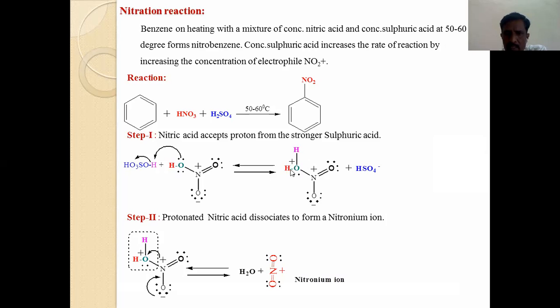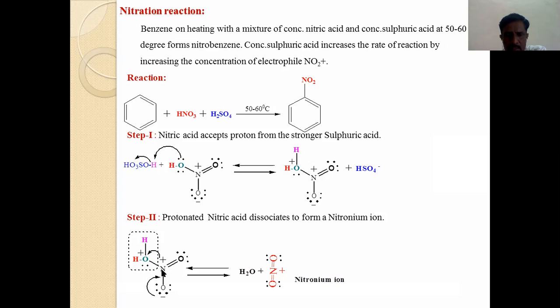Here OH2, as oxygen becomes trivalent, with 1, 2, 3 valencies, oxygen bears a positive charge. Nitrogen already has a positive charge. As the oxygen bears a positive charge, dehydration takes place. In the second step, what happens? This protonated nitric acid dissociates to form the nitronium ion. This OH2, that means H2O, will be removed from this complex of nitric acid and sulfuric acid.